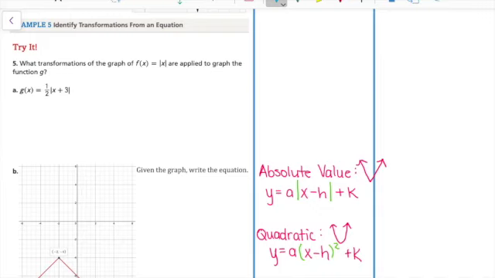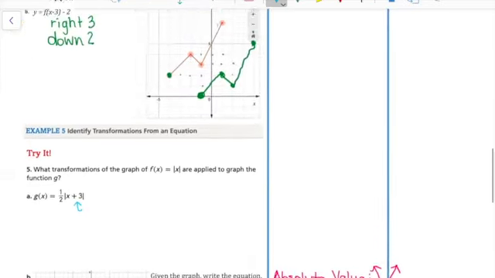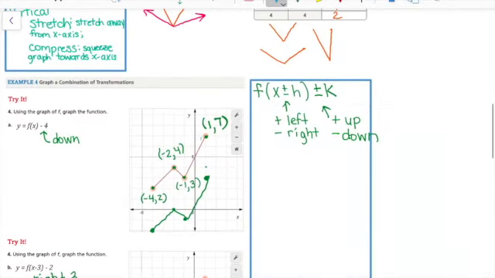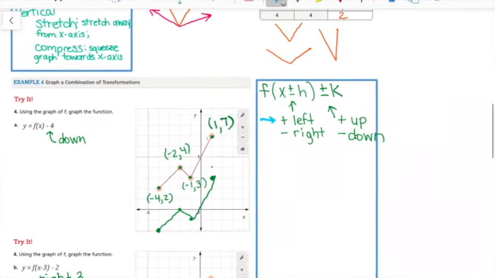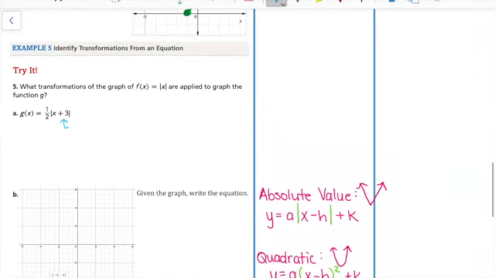Number 5 says, what transformations of the graph f of x equals absolute value of x are applied to the graph to graph the function g? So what things did I need to do in order to graph the function g? So if you remember, up in our last example, a plus sign on the inside meant to go left. So those are the easiest ones. So left 3.